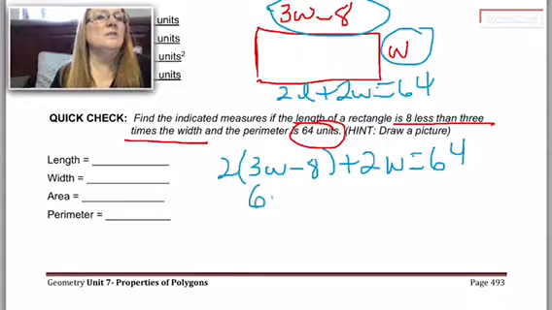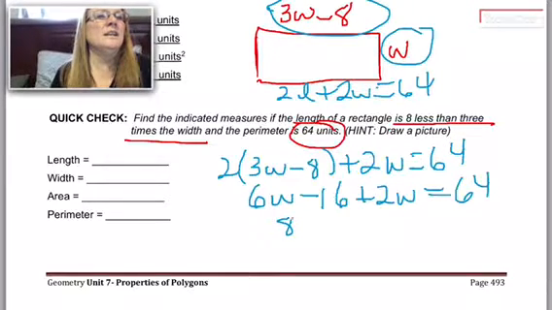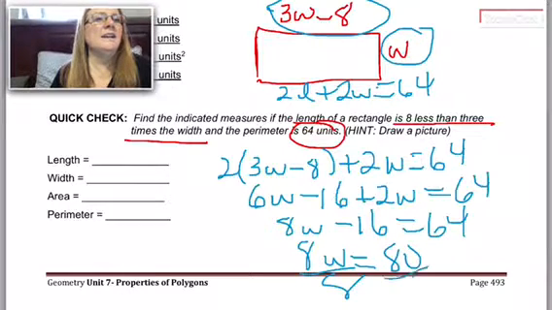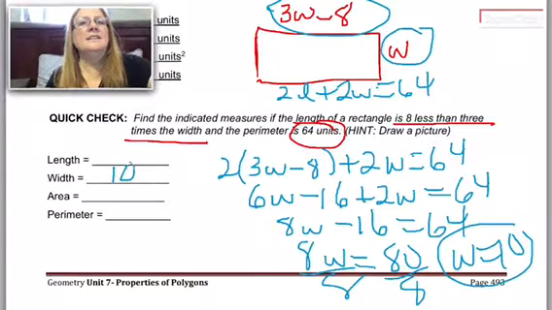So 6w minus 16 plus 2w equals 64. Combine like terms: 8w minus 16 equals 64. Add 16 to both sides. 8w is 80. Divide by 8, and w is 10. Okay, so my width is 10.